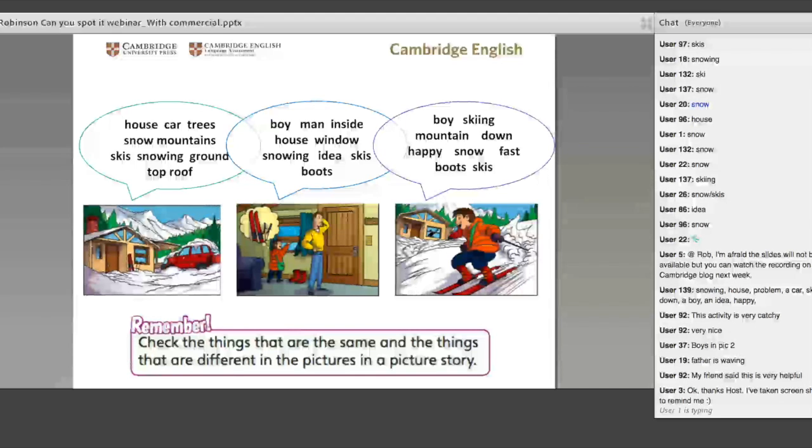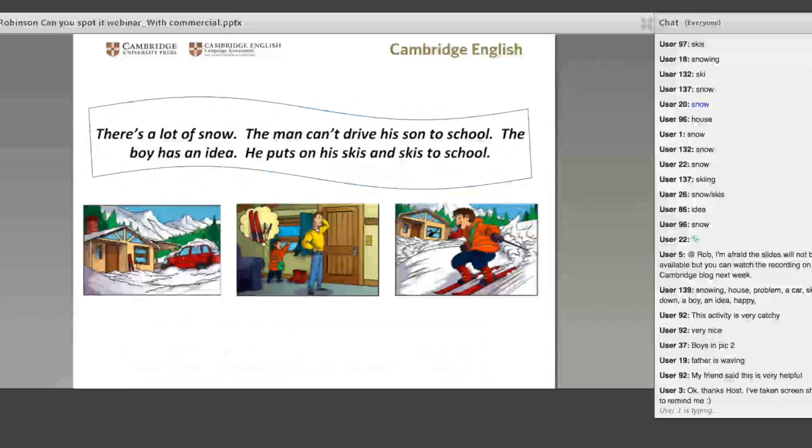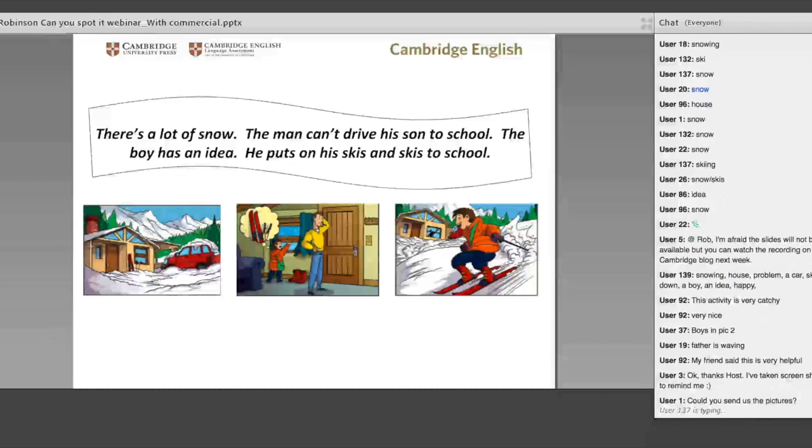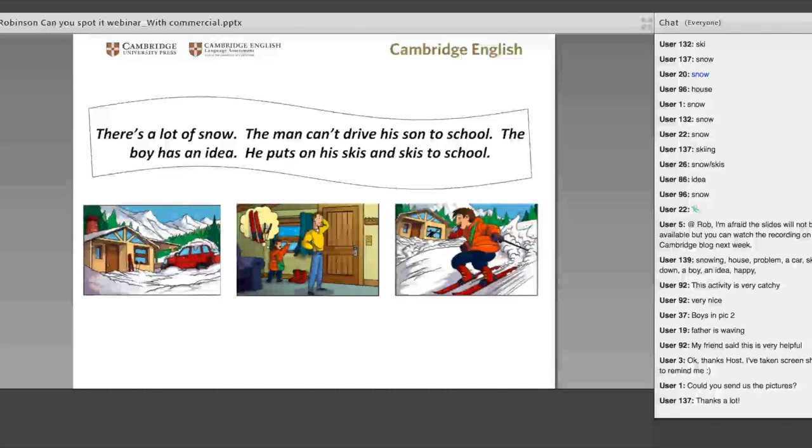So now that we've got some words to use and we've spotted some differences, we can start to think about sentences to write for this story. So here is a very simple story for these pictures. I haven't used very many of the words that I wrote, and we've already got 29 words.